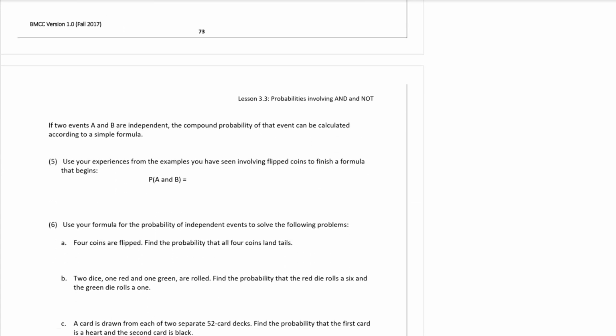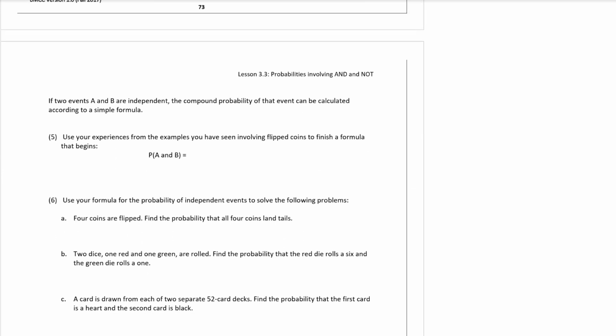However, when we know that the two events are independent, then the compound probability, compound means that you have more than one thing happening, of that event can be calculated according to a simple formula. Use your experience from the example you've seen involving flipped coins to finish a formula that begins: the probability that it is A and B equals what? So if you recall, remember when we got the probability that you had, let's say, 2 heads when you flip coins? Remember the answer? It was 1 out of 4.